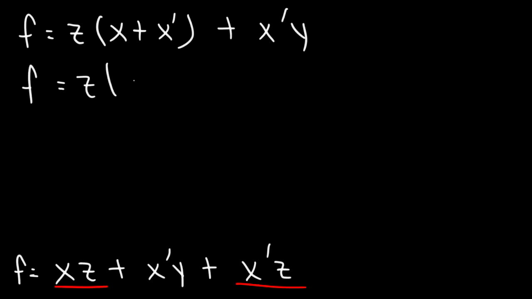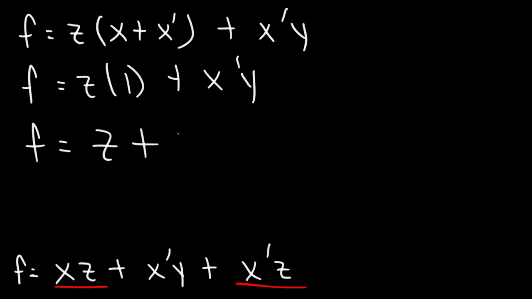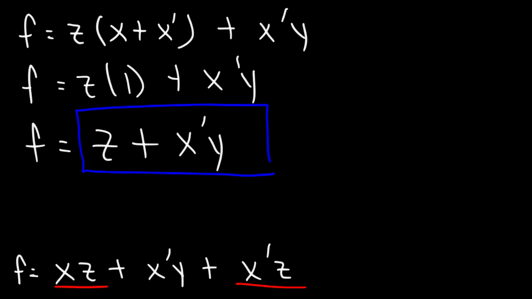So x plus x prime is 1. So our final answer is z plus x prime y. So now we have a total of 3 literals as opposed to 4 literals. So sometimes you may need to use the idempotency rule to add another term so that you can simplify the function even more, which is what we did here.